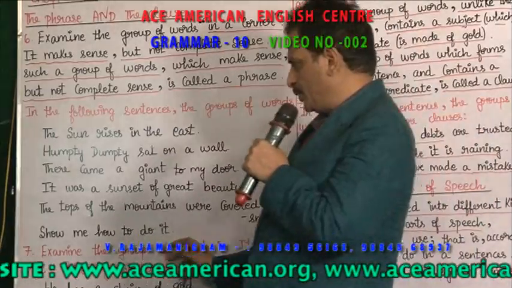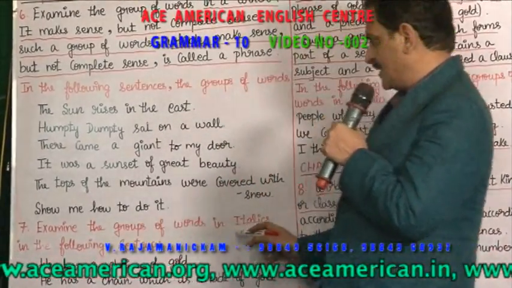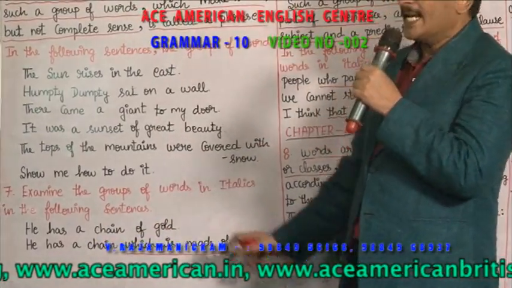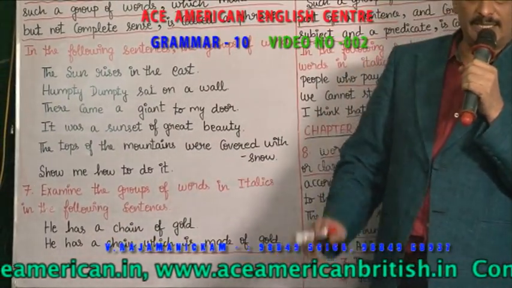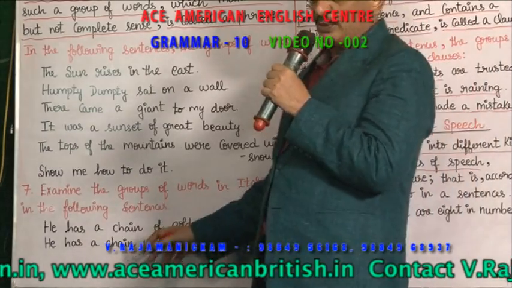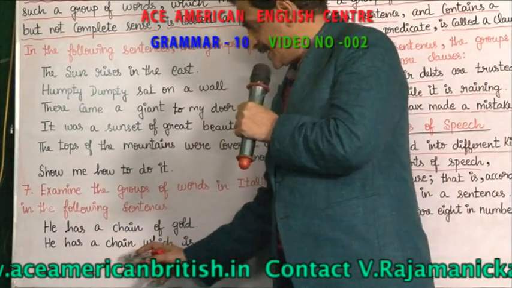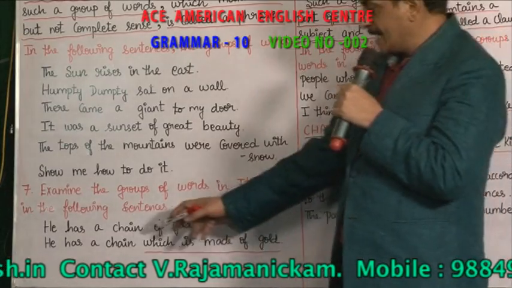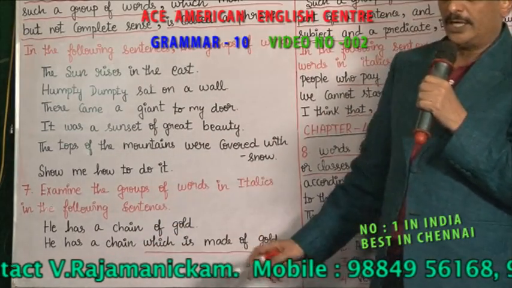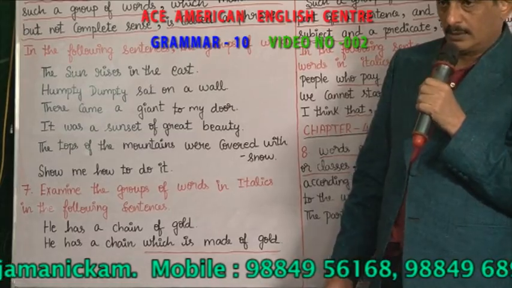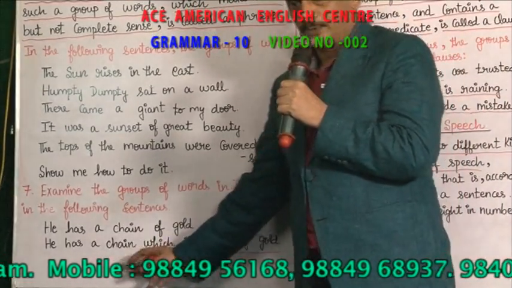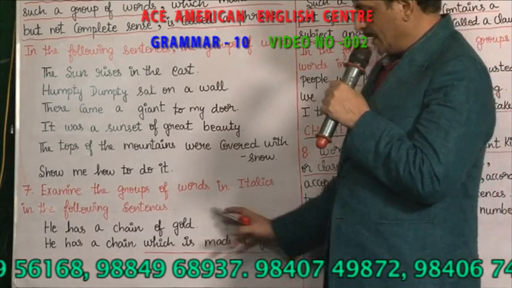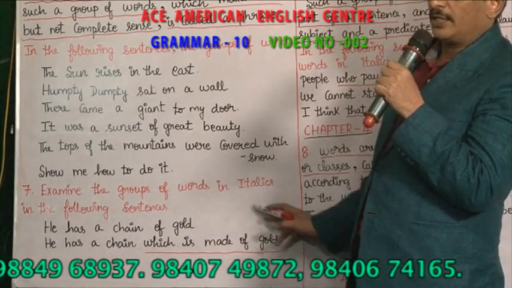Examine the group of words in italics in the following sentence: "He has a chain of gold." It's a sentence, right? Suppose you get the sentence "He has a chain which is made of gold." "He has a chain" is one sentence. Then what is this underlined part? "Which is made of gold."